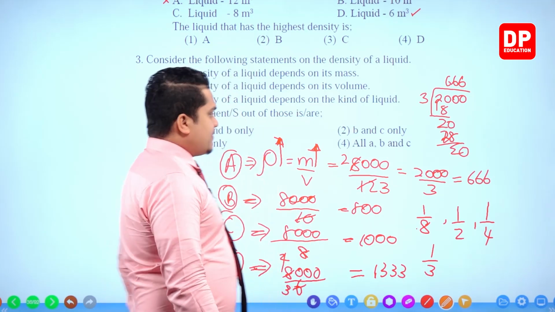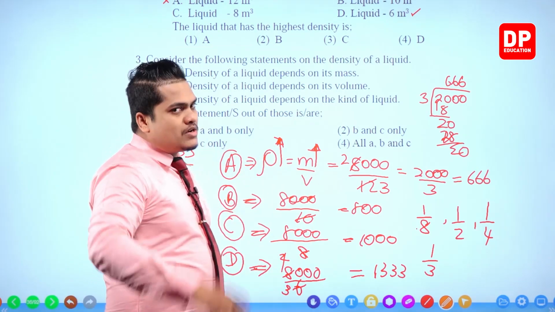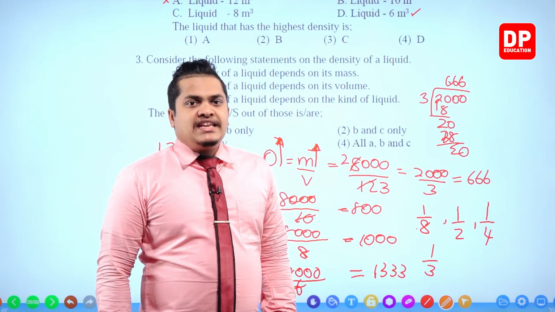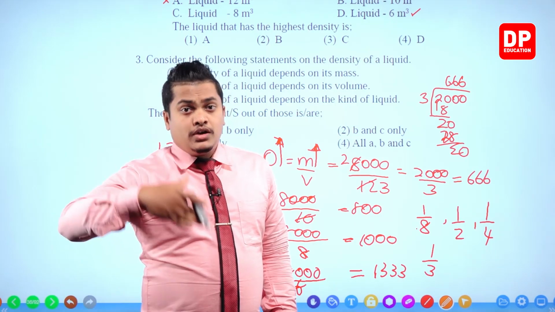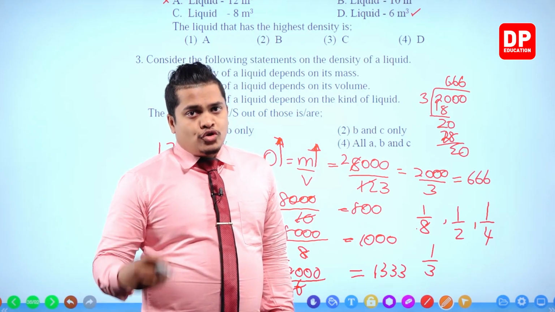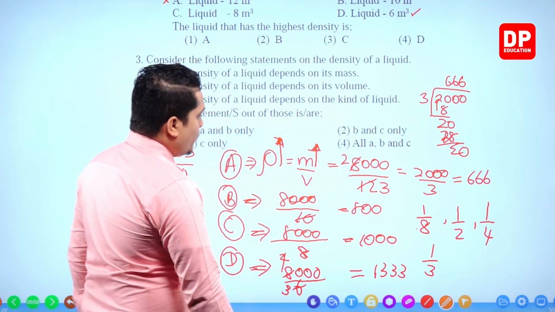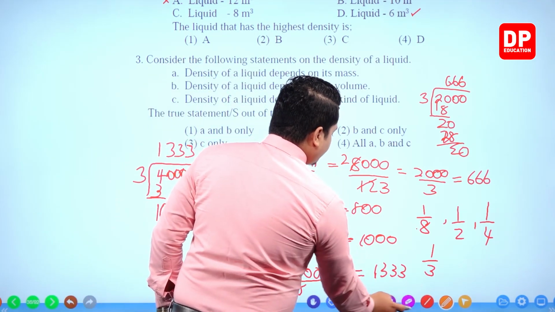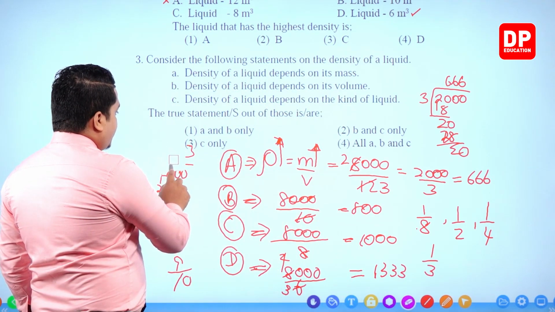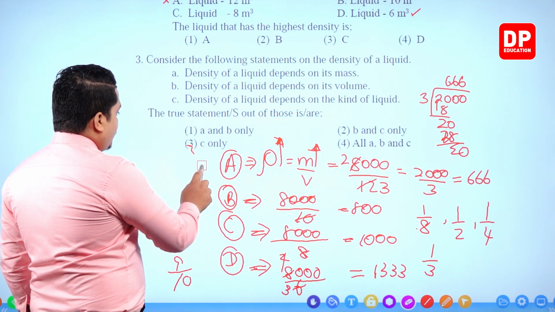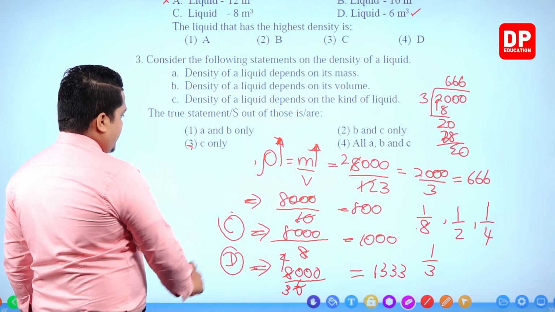That means, my dear children, density and volume have an inverse relationship. An inverse relationship. Higher the volume, lower the density. Lower the volume, higher the density. So this question is really simple if you know those things.